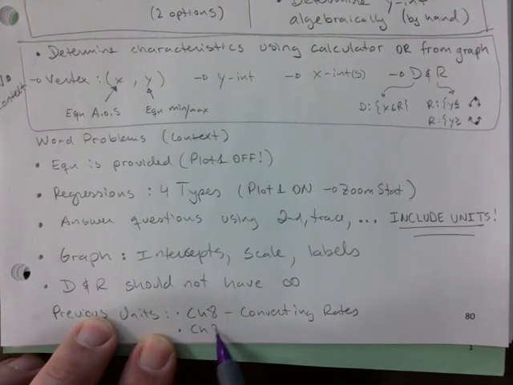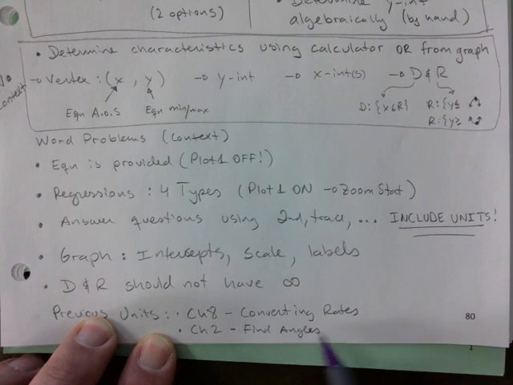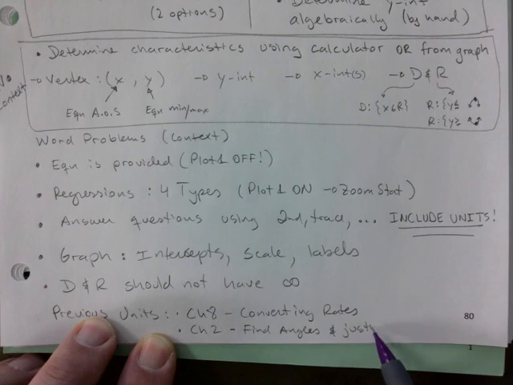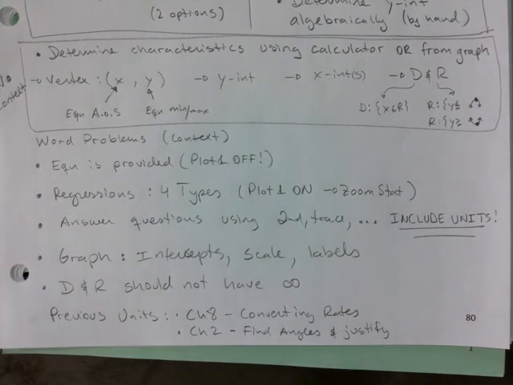And one question from chapter 2 is find angles and justify. Remember the 4 pairs? Alternate interior, alternate exterior, corresponding, consecutive interior. But you can also use sum of triangle, whatever. Just make sure you're able to justify. One question at the very end, so you won't have to worry about those at the beginning.